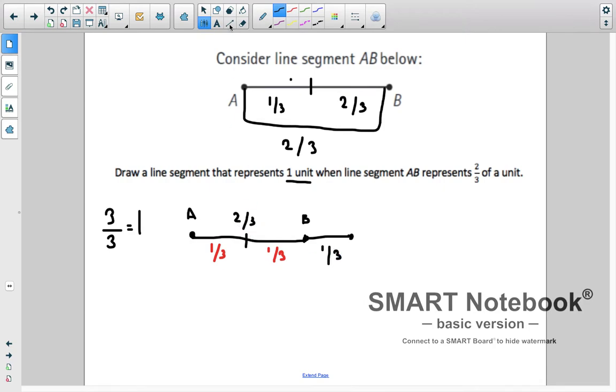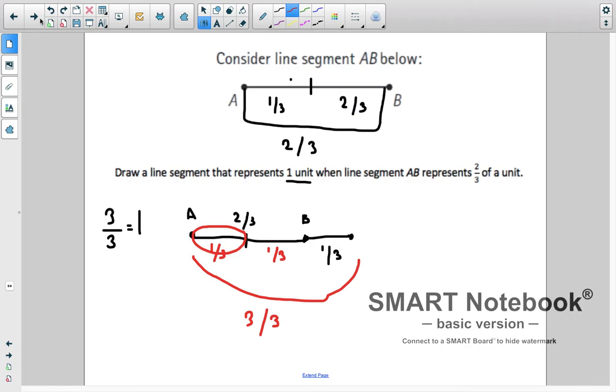Now, remember, only this piece right here equals 1/3. You don't want to draw this whole entire long line, because that equals 2/3. So you only want to draw half of that piece. 1/3, 2/3, and now we have 3/3. And now this whole entire thing here is going to equal 3/3. Okay, that was a little bit tricky.